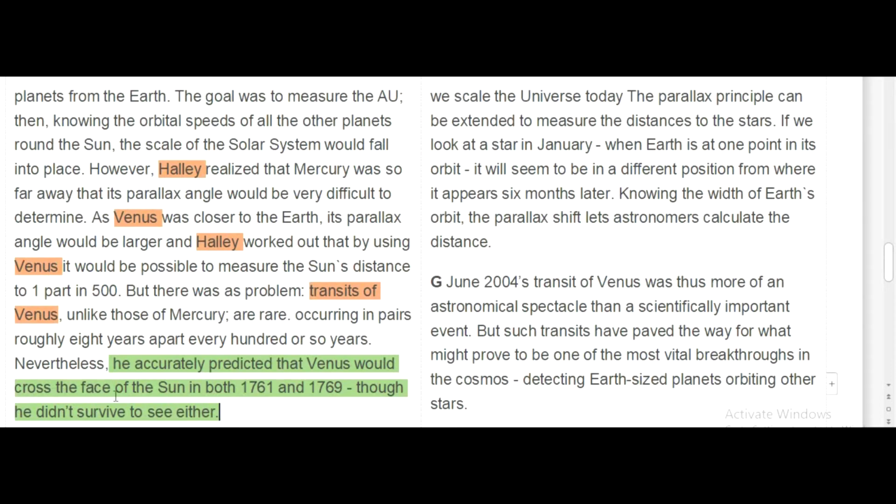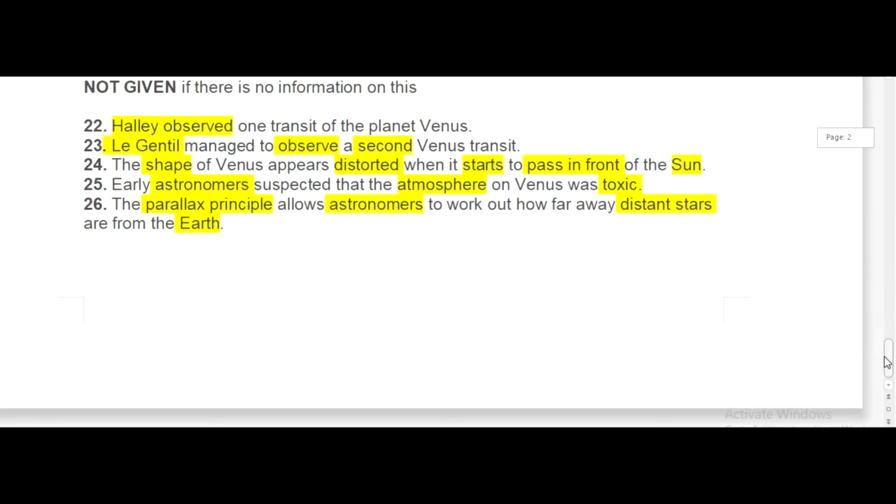Cross the face is a synonym of transit. So you have to be open to picking up our keywords like this. What it is saying here is that Halley predicted that Venus would cross the face of the sun in these both years, though he didn't survive to see either. So did he observe? Here it says that Halley observed one transit of the planet Venus. So the answer to this question is false.